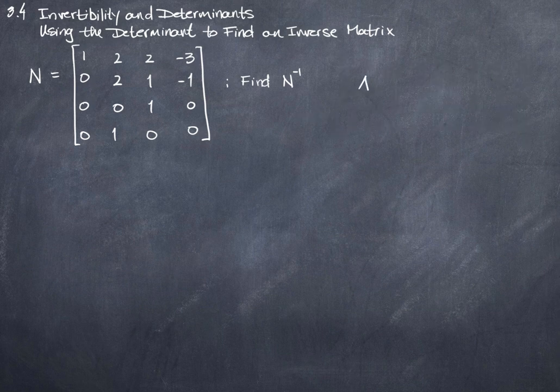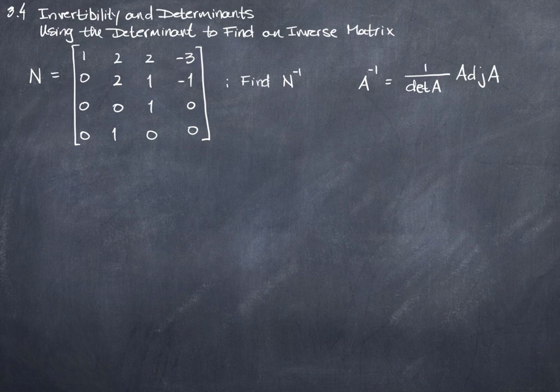I'll start with the reminder that A inverse, and A is just a generic matrix, A inverse is equal to 1 over the determinant of A times the adjoint of A. And sometimes, as in this case I think, it will be easier to find the determinant and the adjoint of this matrix than it would be to push through a whole bunch of row operations. So let's start with the determinant.